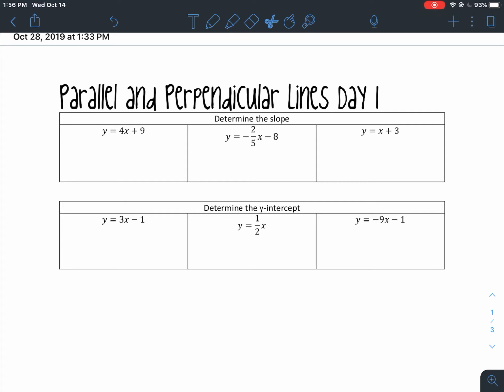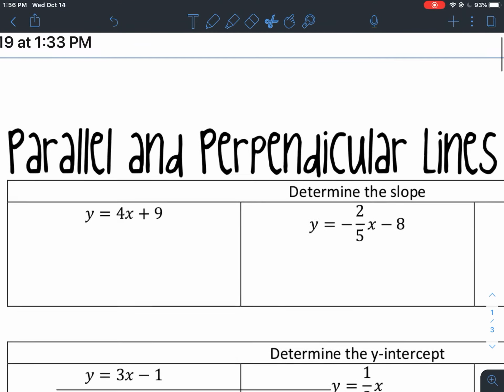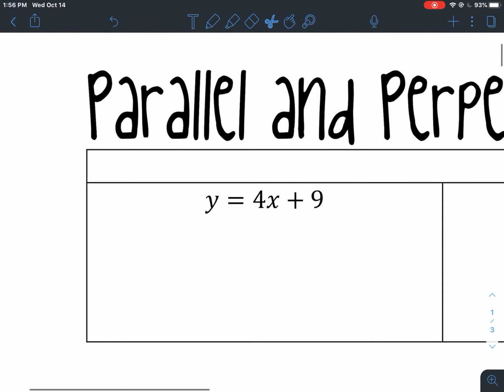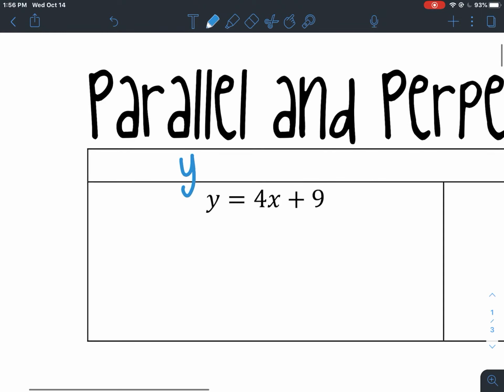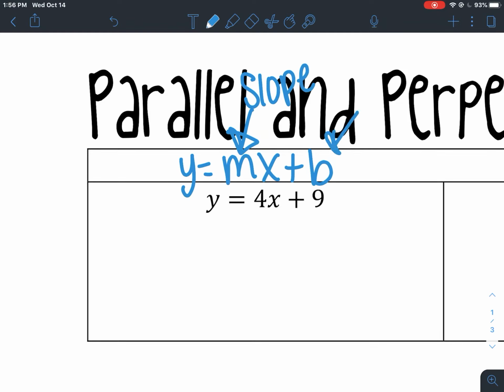So the 2 things we're really going to focus on today are slope and y-intercept. As a review, for the first 3 we're going to find the slope, and for the second 3 we're going to find the y-intercept. Remember that y equals mx plus b, m is our slope, and b is our y-intercept. So if I'm finding my slope, it's just this m value.